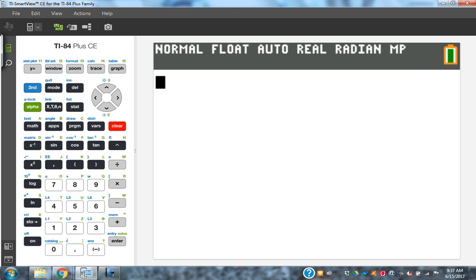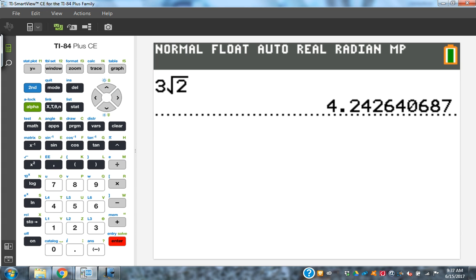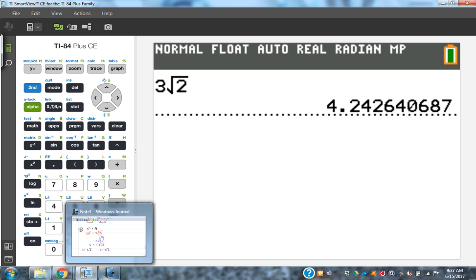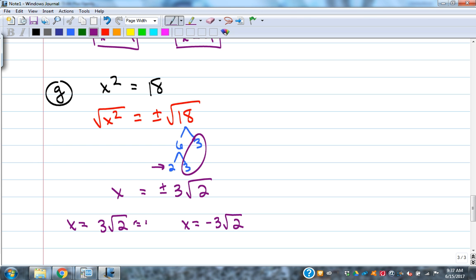That might be a good thing to go over there. 3 and then second square root of 2, 4.24. If we go 2 decimal places, let's go 3 decimal places just to be a little bit more accurate there. 4.243. So approximately 4.243. Approximately negative 4.243. So you can get the decimal approximations.